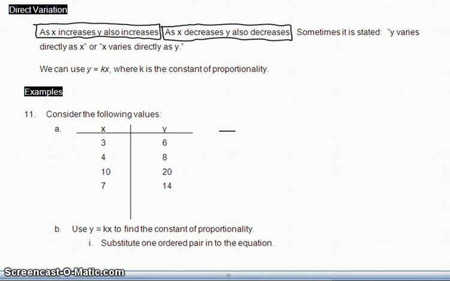And we're going to see this written y varies directly as x, or x varies directly as y. And as a reminder, we discussed our equation y equals kx, where k is the constant of proportionality.